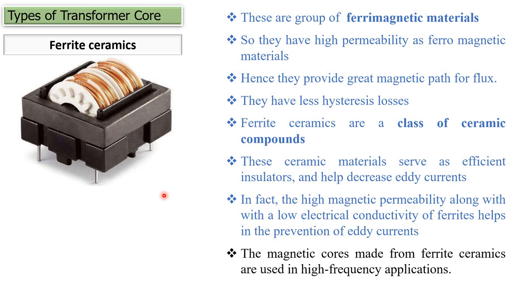Now this is all about the first application of magnetic material. Magnetic materials are used in the transformer core, and two types of transformer cores we studied here. One is laminated silicon steel, and the second is ferrite ceramics. In the next video lecture, we will see one more application of magnetic materials.